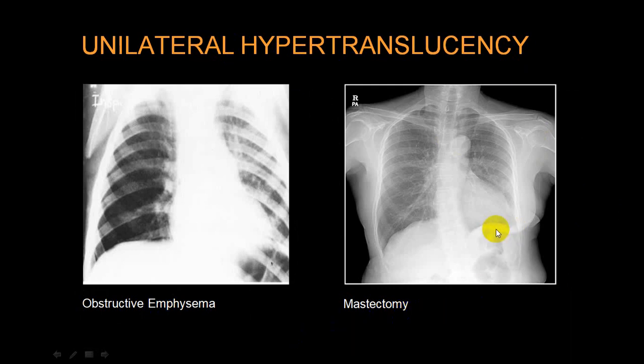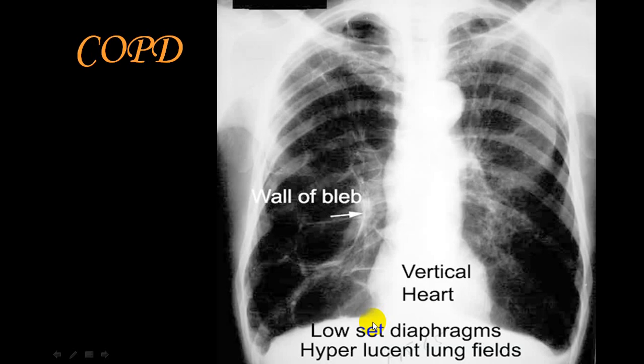And here you can see a margin of a breast shadow. On this side you cannot identify. So right side mastectomy has been done, and the most common cause for mastectomy is malignancy. So always look for that. This is what we call as blebs, or we call as emphysematous bulla.